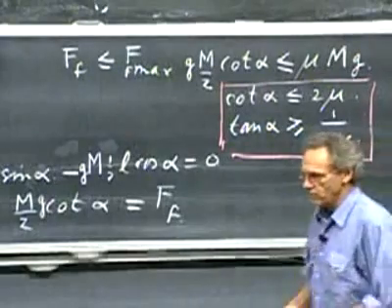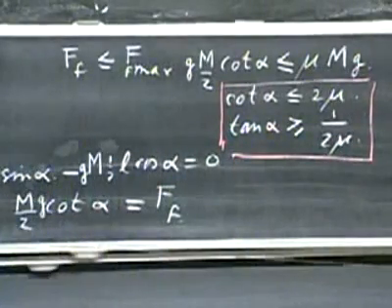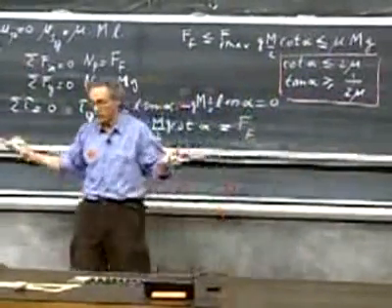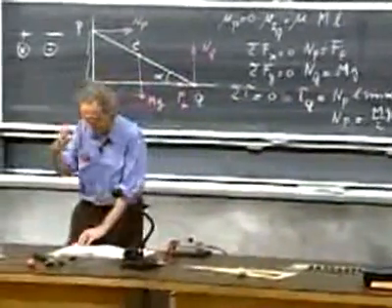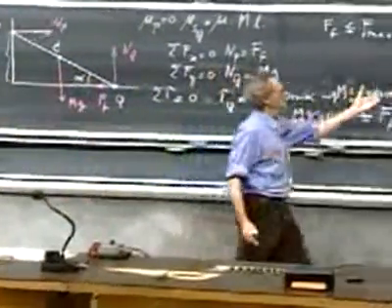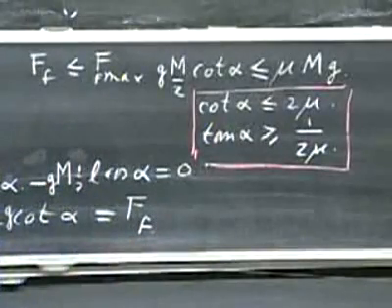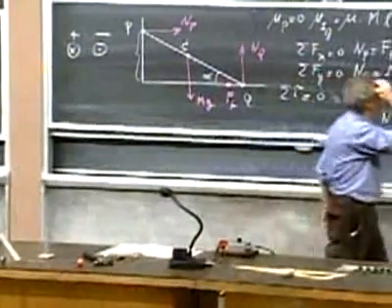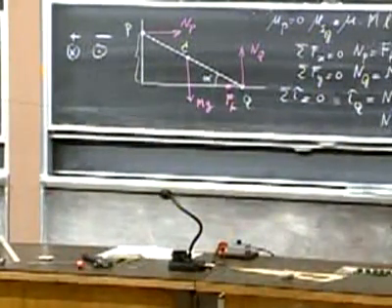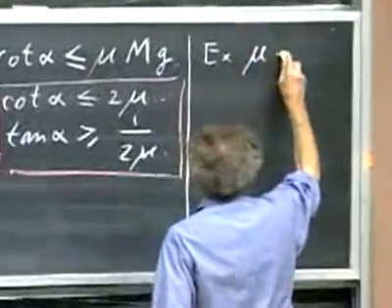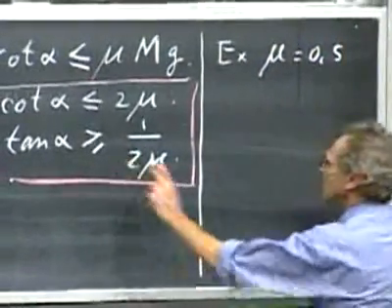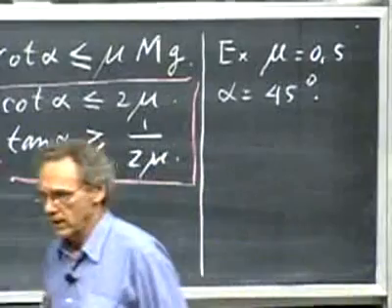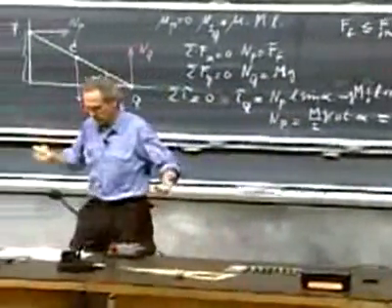And when you look at this result, it tells you that the larger mu is, the smaller that angle. And that's very pleasing. That's exactly what you expect. And if mu is very low, then the situation is very unstable. Then it will slide almost at any angle. If we take some numerical examples, for instance, mu equals 0.5, then alpha would be 45 degrees. And if the angle is any less, then it will slide.